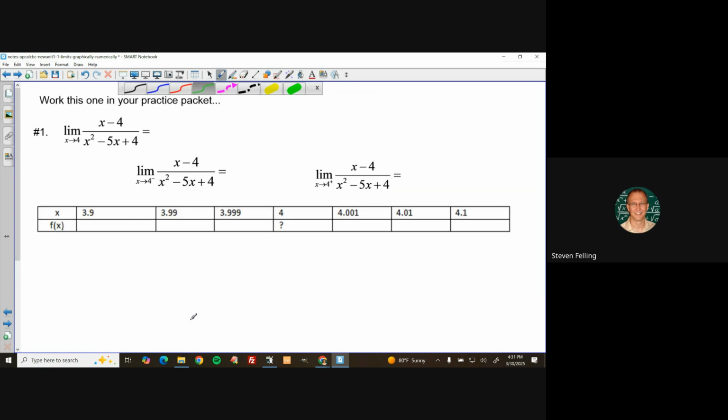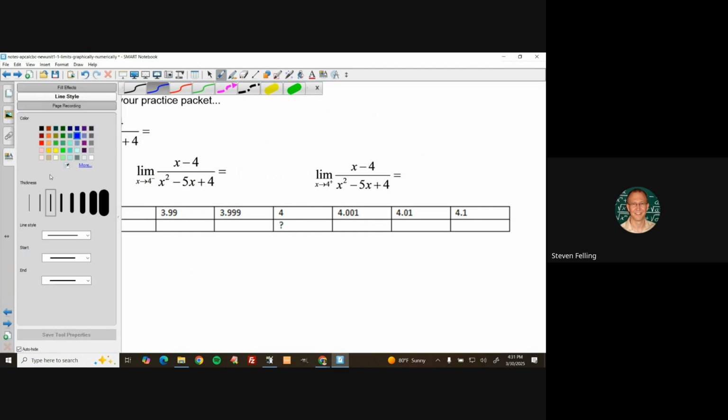And then the first one in your practice packet is set up so you can try this on your own. Let's say we want to evaluate the limit as x approaches 4 of this structure. You have to check from the left and you have to check from the right. And there are some suggested values to plug in. So you can pause the video, try these in your calculator, write the numbers in that you get, and then decide what number we are approaching in the middle. Okay, so if you were to try this, let me write some numbers in here.